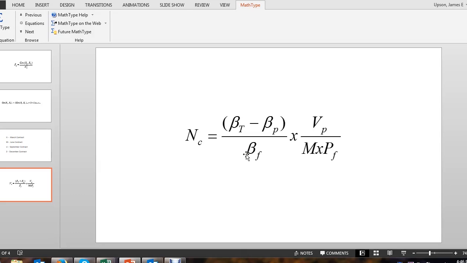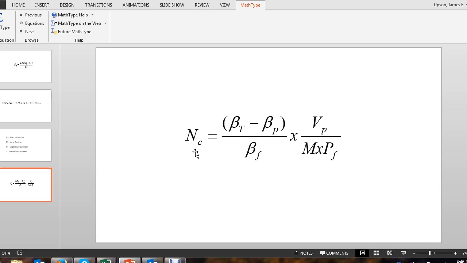All right, welcome to step 6. In this video, we're going to use futures contracts to adjust the beta of the portfolio to our target as a function of what our forecast beta is. So this is the key equation that we're going to be applying.